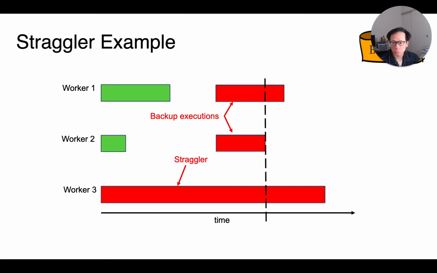Now, in this case, worker 2 finishes its task before others. So we just kill off the other 2 worker threads and we are done.